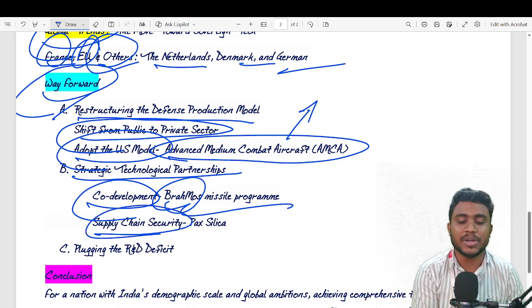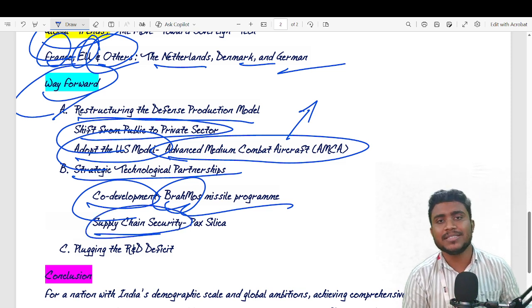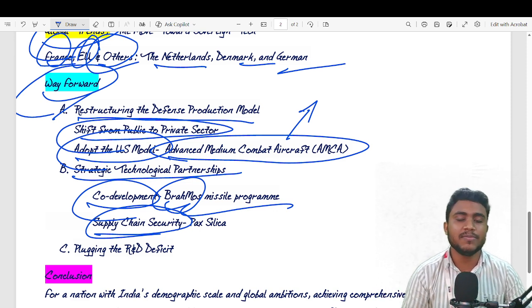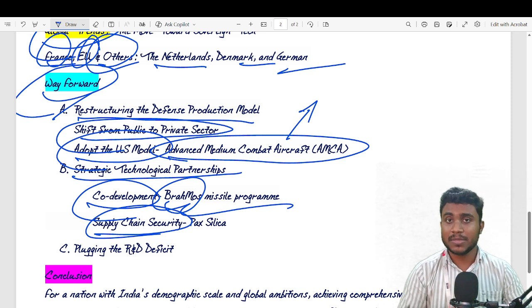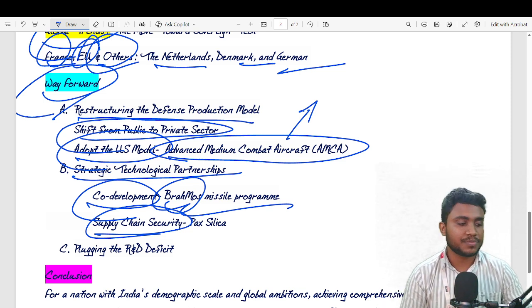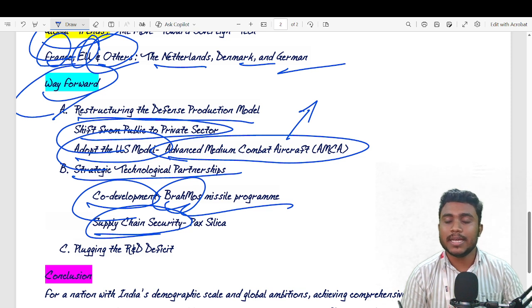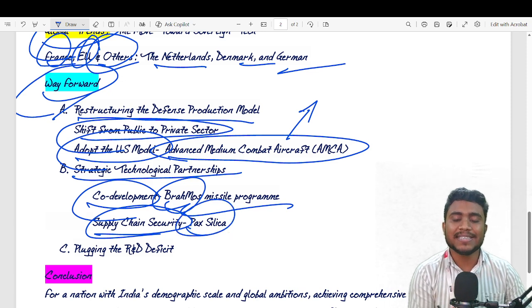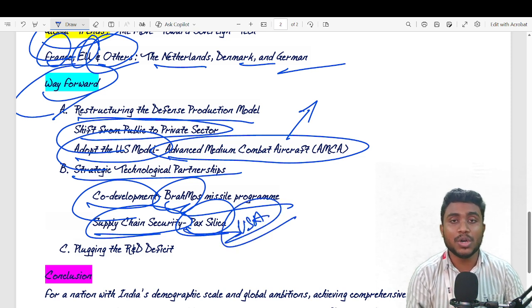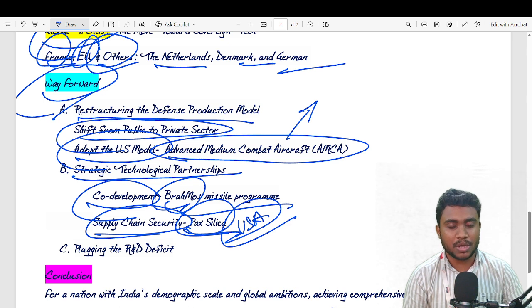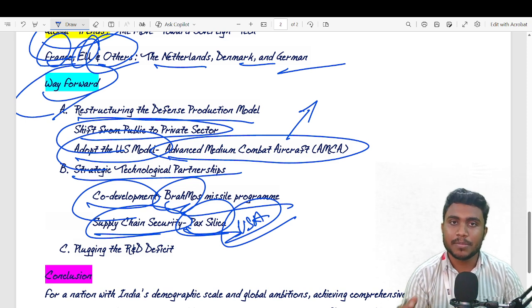The supply chain security. What is supply chain security? We know that every defense equipment, most of it is made from hardware, but there is a very important thing, software, and the software silicon. Pax Silica is a pact. Pax Silica is a USA-led initiative. You all know that. Chip making. So chips are needed in our defense equipment. In the USA-led Pax Silica, India is also a partner.